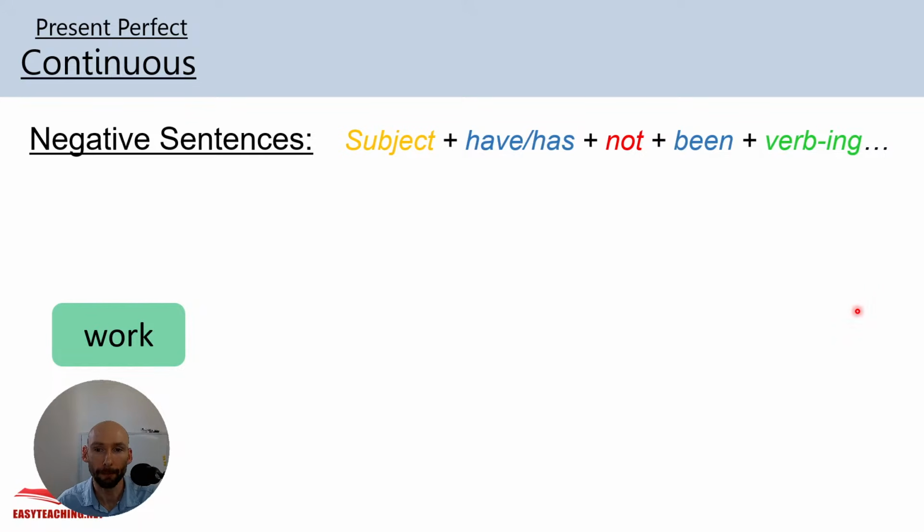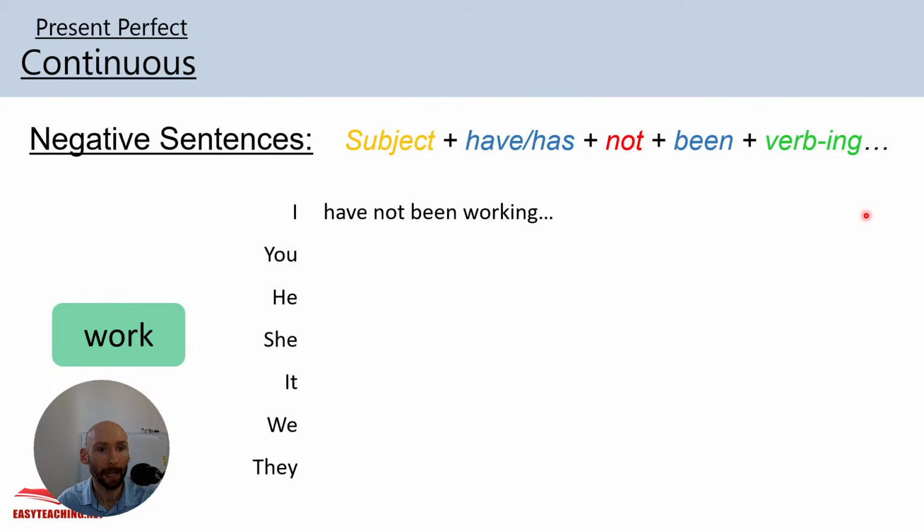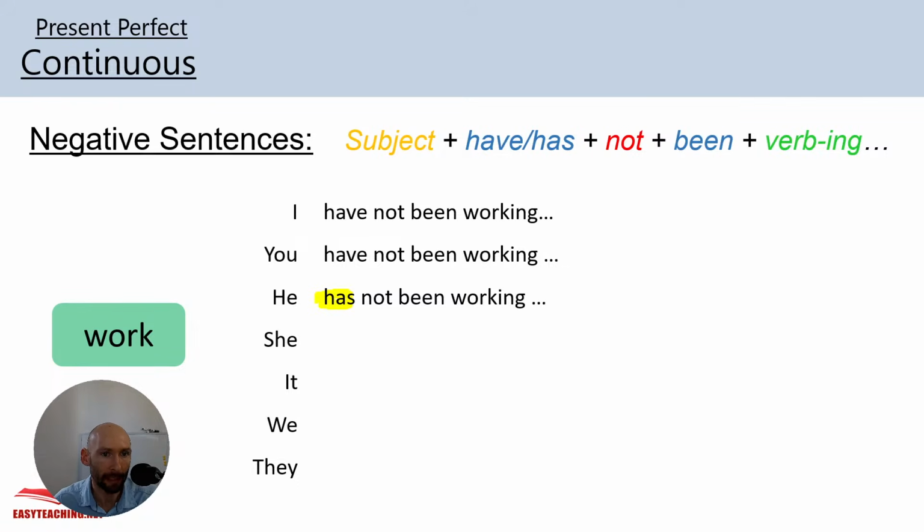Okay, let's practice forming some more negative sentences, this time using the verb work. We're going to go through each of these subjects. Remember, we'll need the ing form of work, which is working. I have not been working. You have not been working. He has not been working. Again, we can see that the auxiliary verb has is used here because the subject is he.